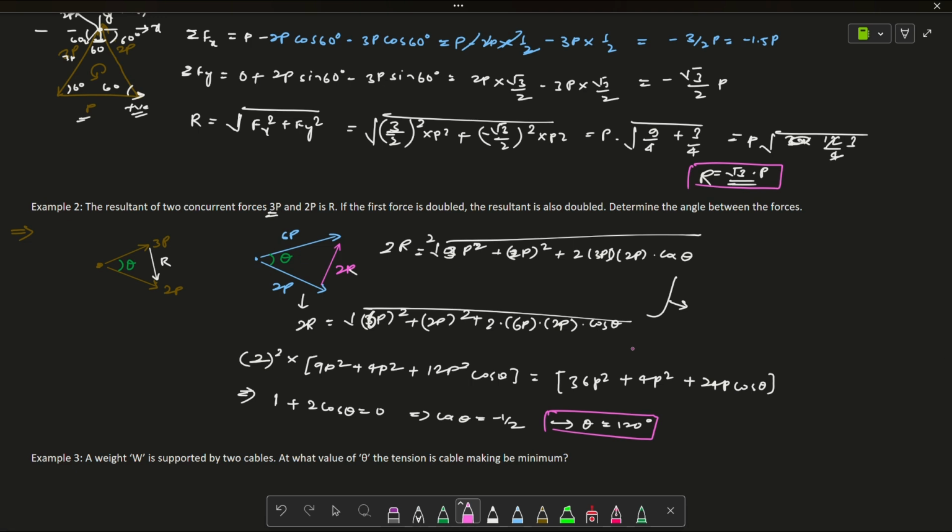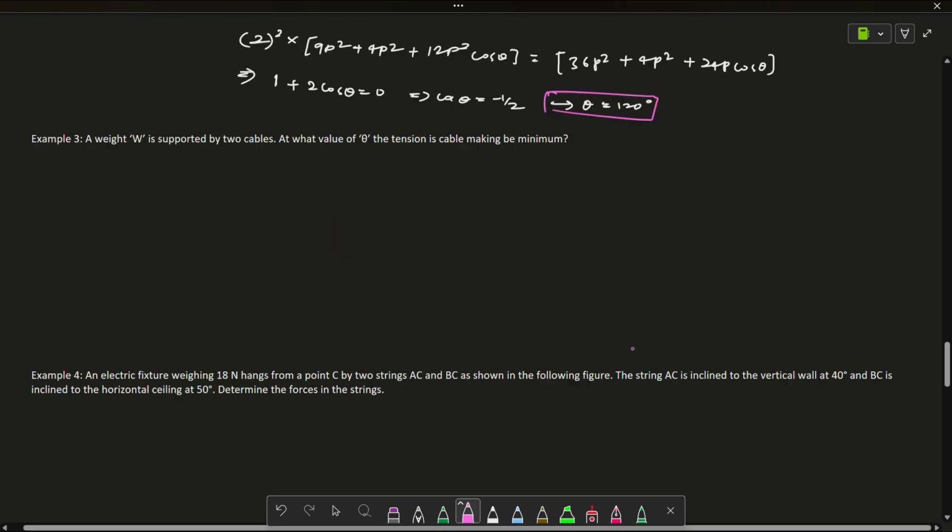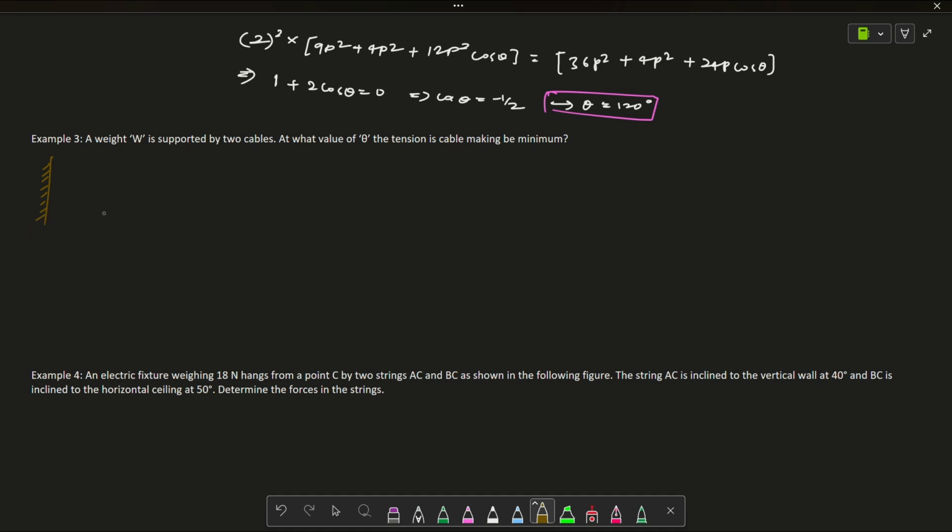Now we are moving to question number 3. What question number 3 says: let's suppose a weight is supported by 2 cables. I forgot to draw the picture here, so I will draw it quickly. These two are the walls, and one cable is coming, this would be a straight line, one is coming like this and another one is like this.